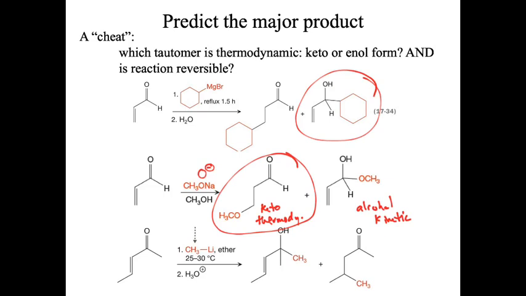Last one. I would again go through and label. Here's keto, which meant thermodynamic. Here's our alcohol, which means kinetic. What's my nucleophile? A negative carbon. Negative carbon versus negative oxygen, which is favored? Negative oxygen, which means kinetic.